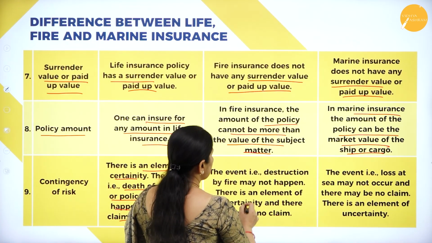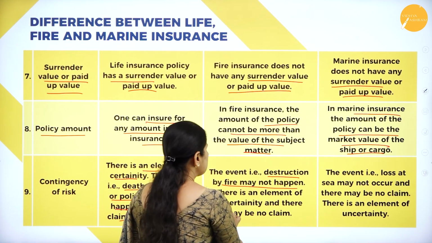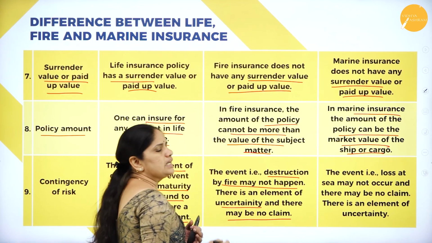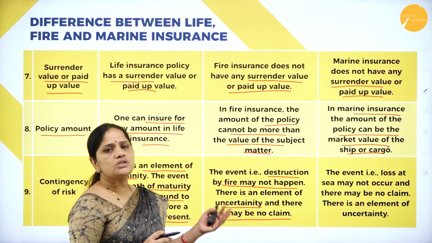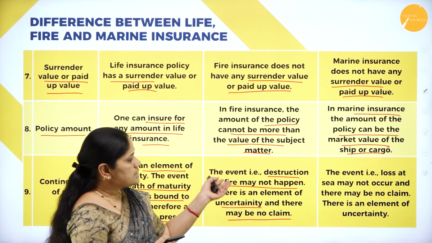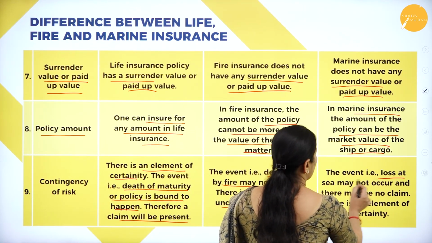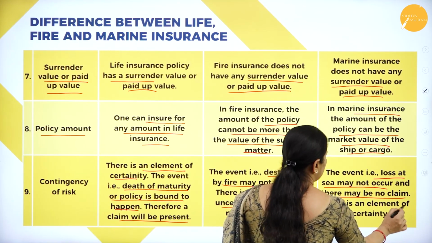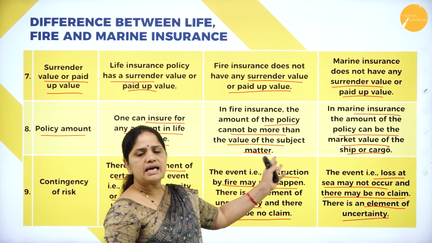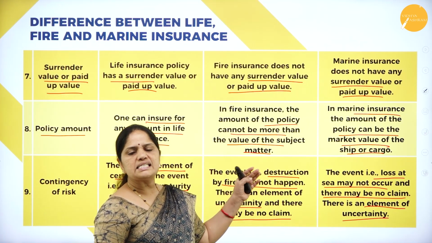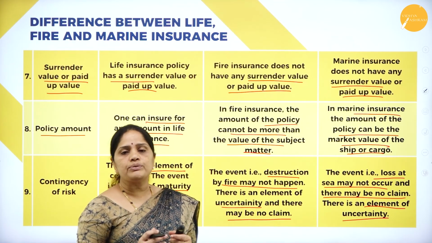But in case of fire insurance, destruction by fire may not happen. So there is an element of uncertainty and there may be no claims. In case of fire insurance, there may be no claim if no uncertain event happens. Similar is the case for marine insurance. The loss at sea may not occur, and there may be no claim, and there is an element of uncertainty. So in fire insurance and marine insurance, we find that there is an element of uncertainty, but in case of life insurance, it is certainly to be claimed.